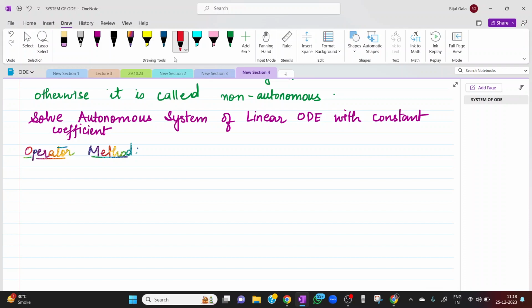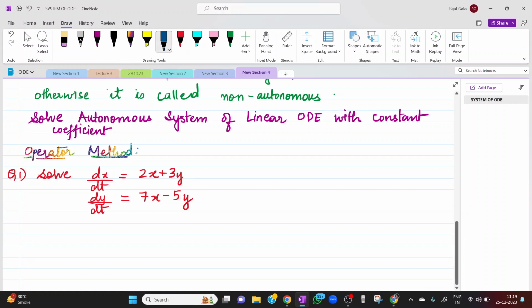So let's use an example. This is say question number 1. The question says solve dx by dt, which is equal to 2x plus 3y, and dy by dt, which is equal to 7x minus 5y. Okay. So we are expected to solve it using operator method.